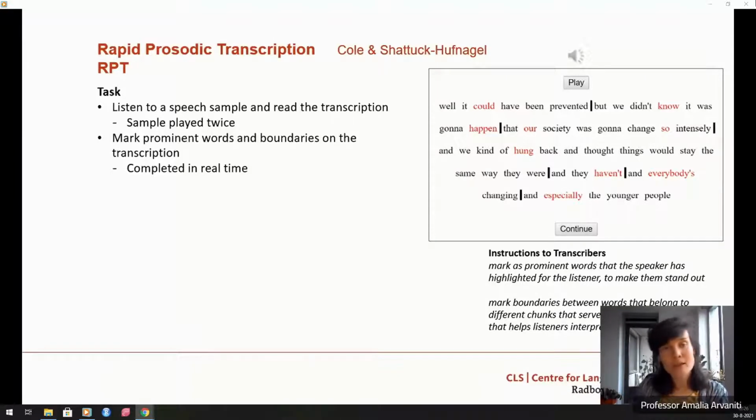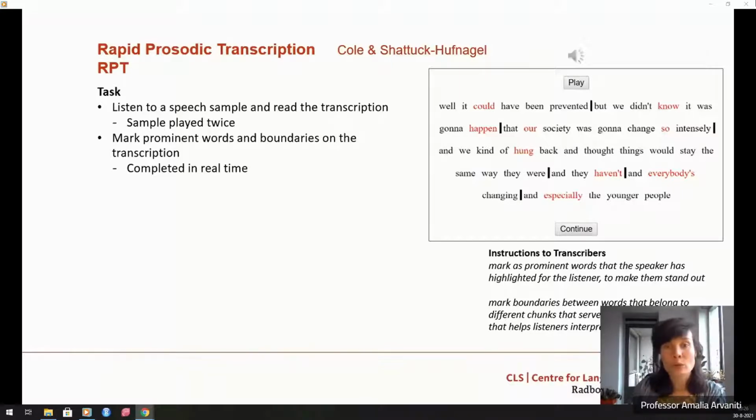So for this particular utterance, for this particular transcriber, they've marked the words "could," "no," "happen," so the red words, as being prominent to them. And they've marked there being boundaries between "prevented" and "but," "happened" and "that," "intensely" and so on. This is just one example.